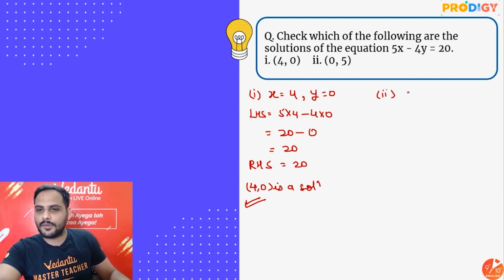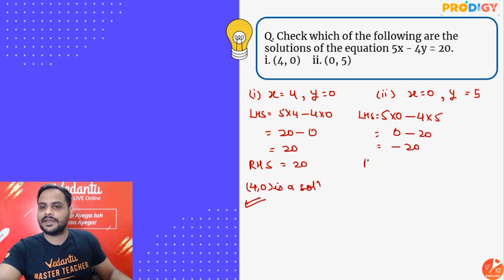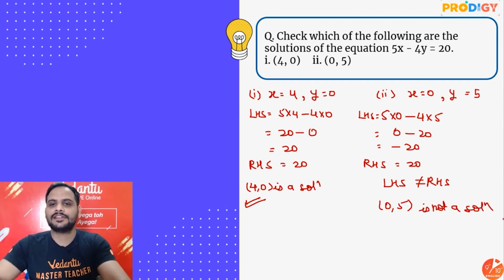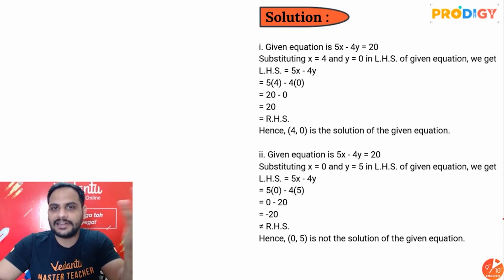Second, (0, 5), that means x equals 0 and y equals 5. So 5 into 0 minus 4 into 5 is your LHS, which is 0 minus 20, so LHS is minus 20. And RHS is 20. So LHS is not equal to RHS, so (0, 5) is not a solution. Simple thing: if it is a solution, it must satisfy the equation.